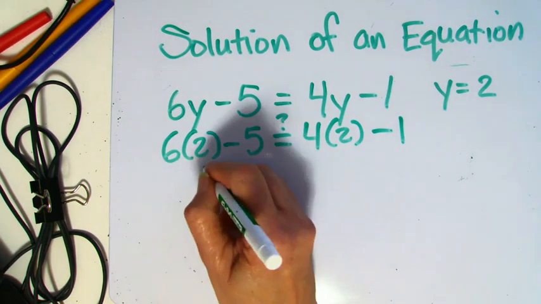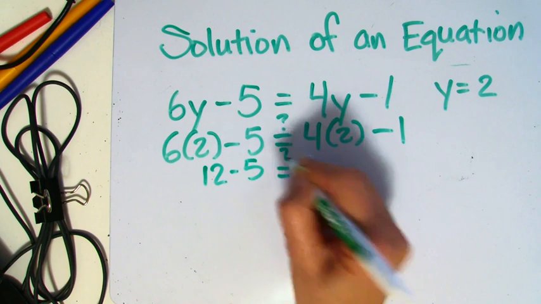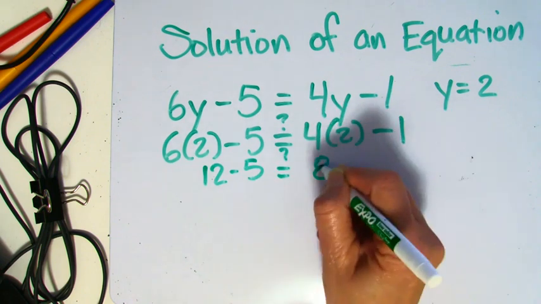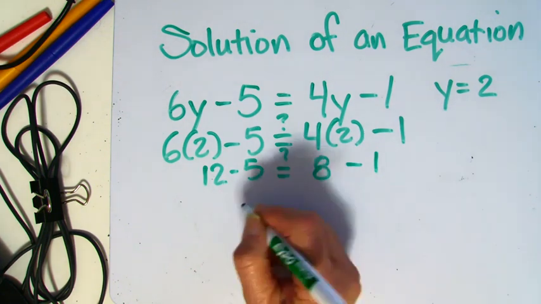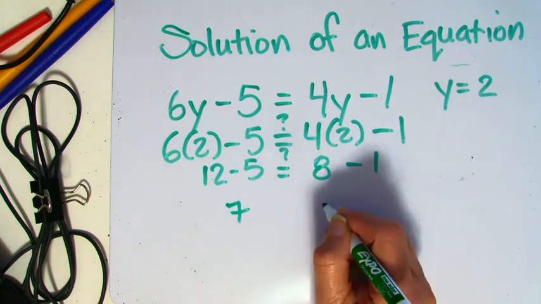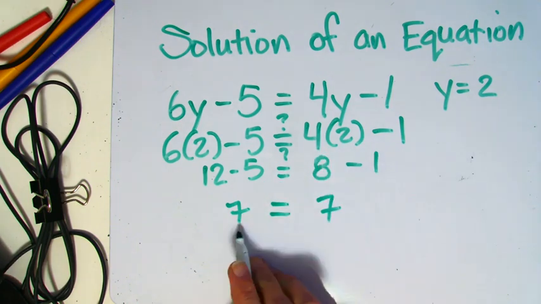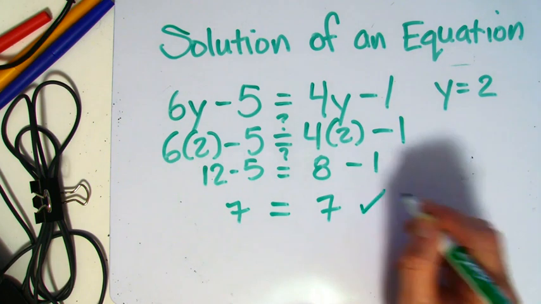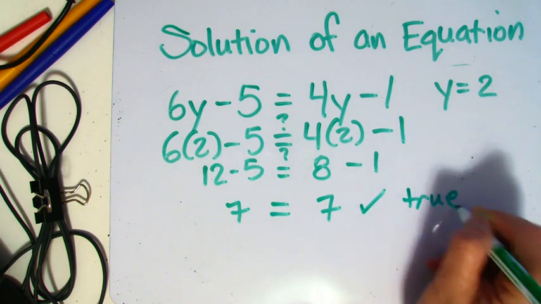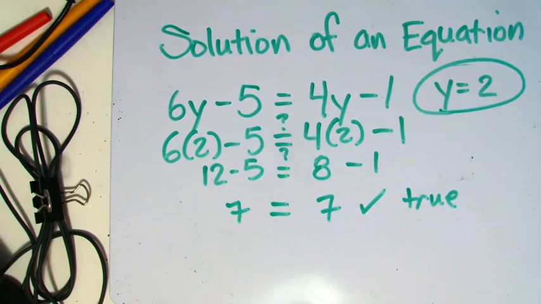That's going to be 12 minus 5. And that's going to be 8 minus 1. 12 minus 5 is 7. 8 minus 1 is also 7. And so because both results give me a 7, this is true. So this is the solution. y equals 2 is the solution.